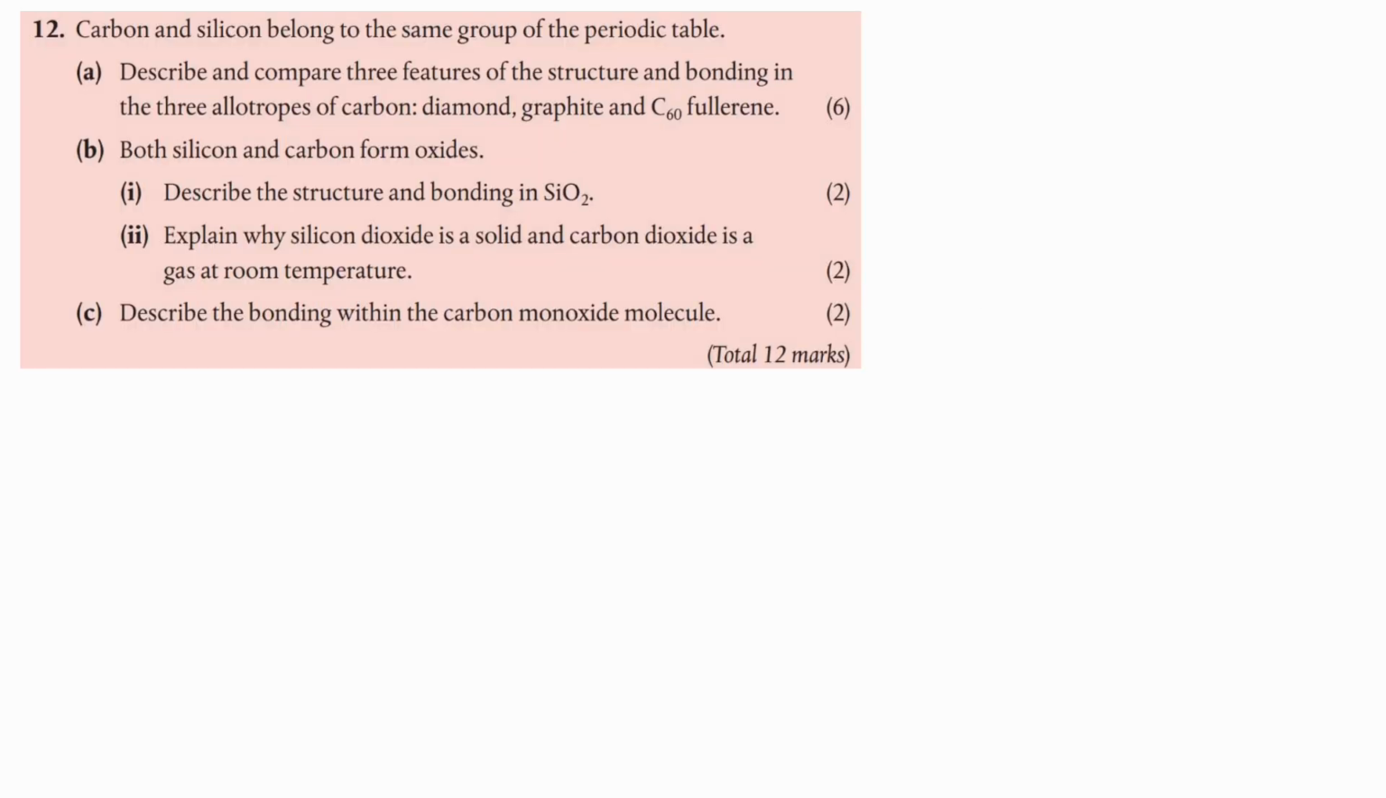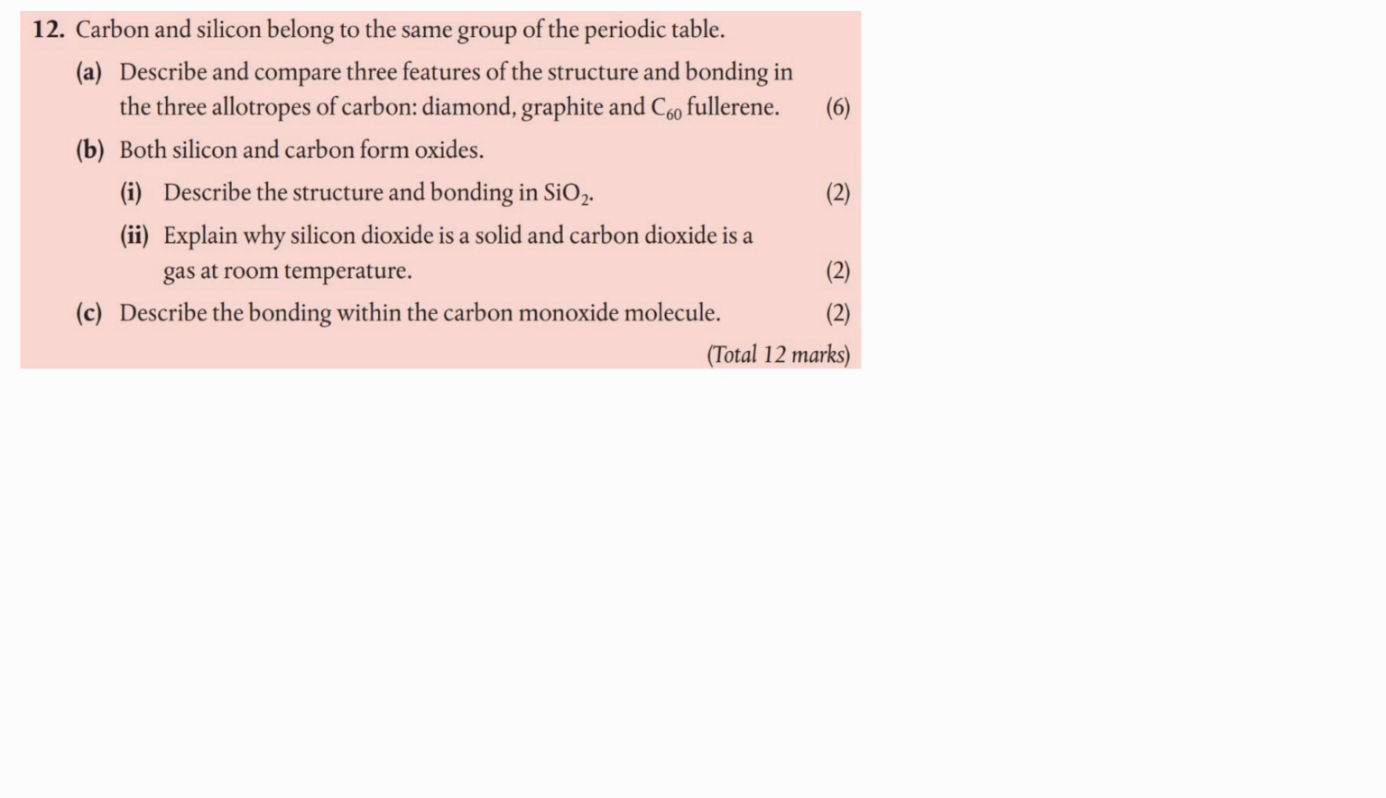Then moving on to B, it says both silicon and carbon form oxides. Describe the structure and bonding in SiO2. So remember, SiO2 is silicon dioxide, which is that network solid. You could also say a macromolecule. And that means that every single one of those silicon atoms is going to be bonded covalently to 4 oxygen atoms. And it's going to create that very large molecule, which is a covalent network.